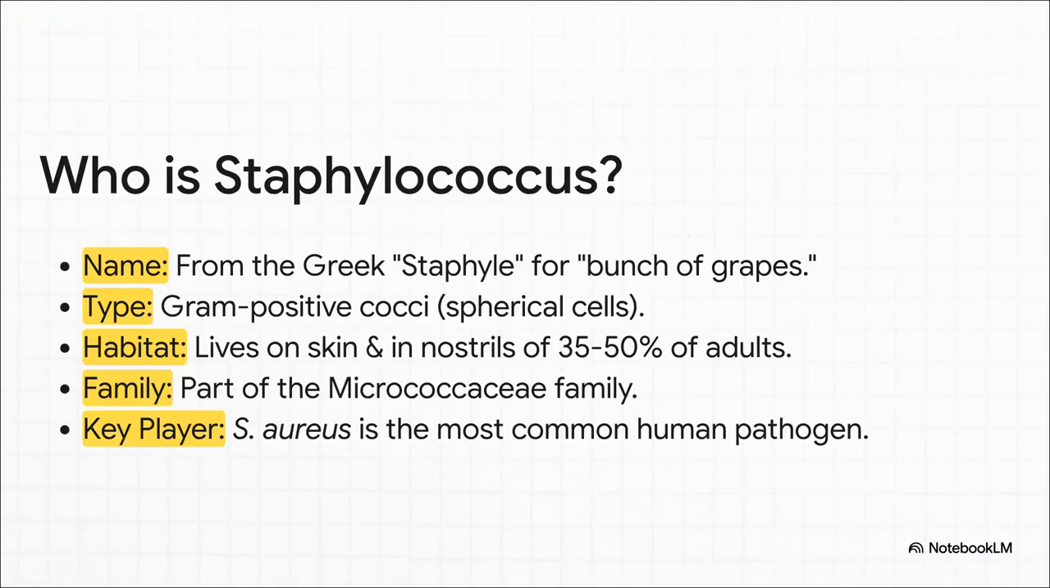Now, all the key details are right here, but here's the most important takeaway. Staph isn't some foreign invader we catch. For up to half of all adults, it's already here, living totally harmlessly on our skin and in our noses. It's just a normal part of our personal ecosystem. And that, right there, is what makes its most dangerous strain, Staphylococcus aureus, such a unique threat.